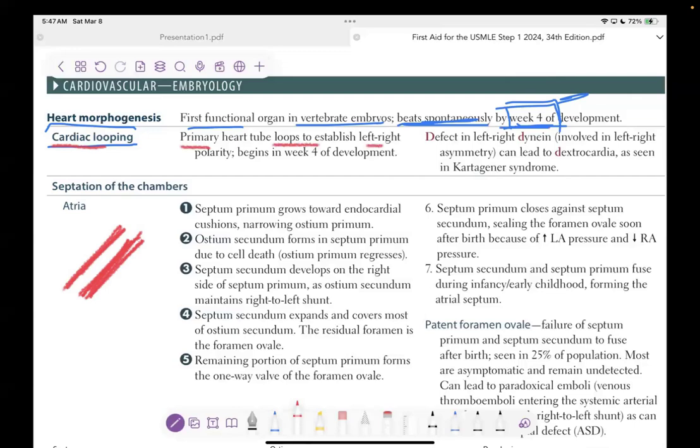Loops to establish left-right polarity begin in the 4th week of development. As we already said, the 4 chambers start to develop in the 4th week of development. This is easy to remember. So how does it go from left to right and from right to left? It means that there should be some cells, and cells should move from left to right, right to left, and left to right.